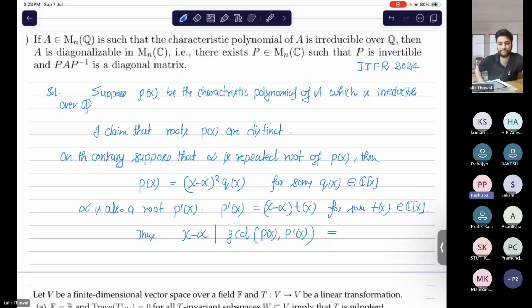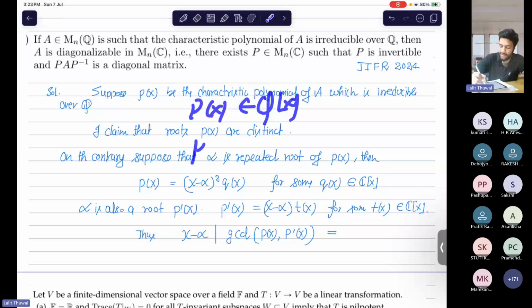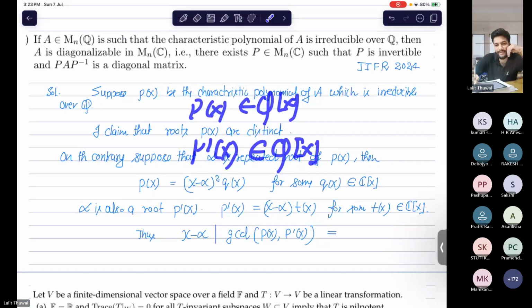X minus alpha? No. Suppose you think of P(x) as a polynomial over Q, and P dash x is also a polynomial over Q. So what would be the GCD in Q[x]? P(x) is an irreducible polynomial.